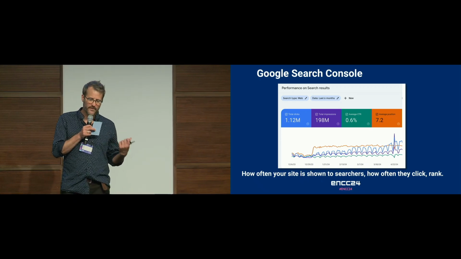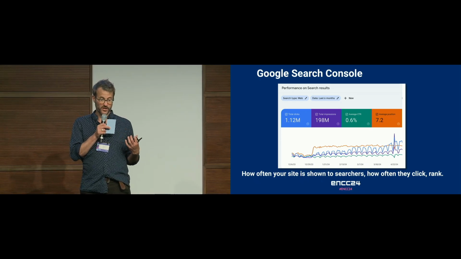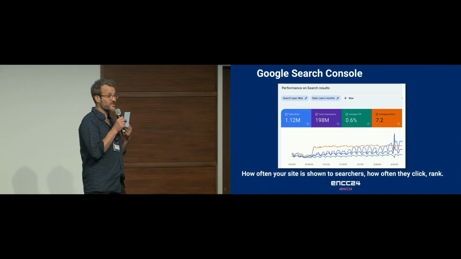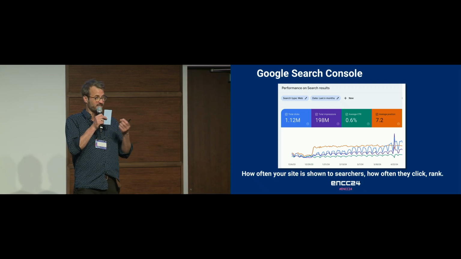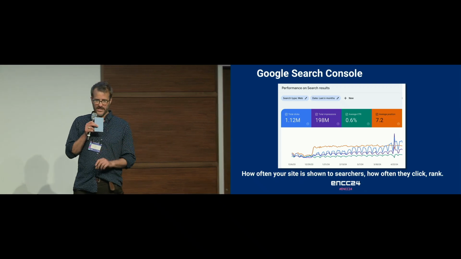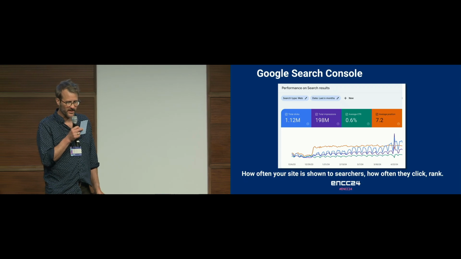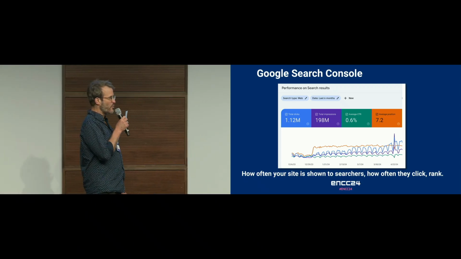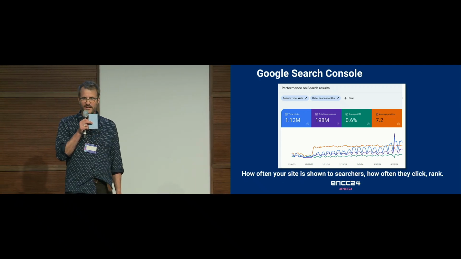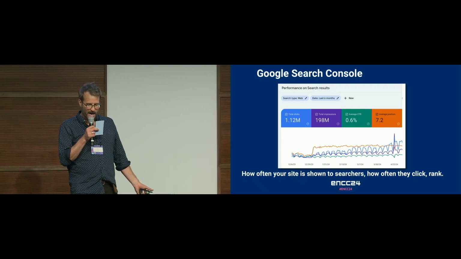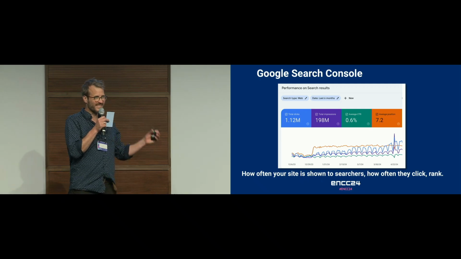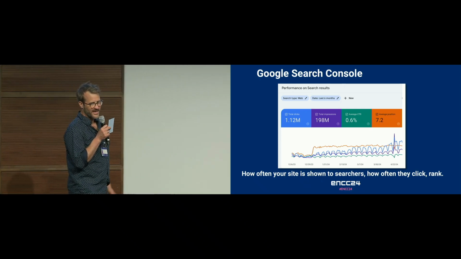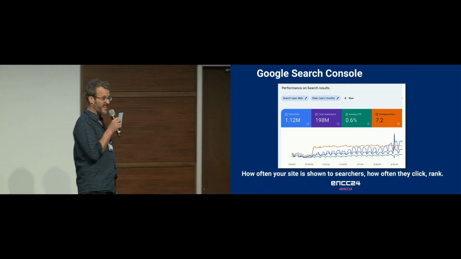It shows how often your site is shown to searchers. So this is organic search. These are not paid ads. This is just free impressions, free traffic. So for this particular website, web searches over the last 6 months: 1.12 million clicks, 198 million impressions, an average position of 7, which means they're more often than not on the front page, and 0.5% of those folks are clicking through.